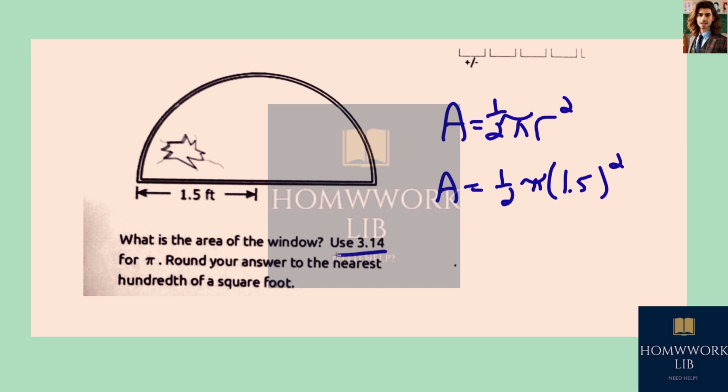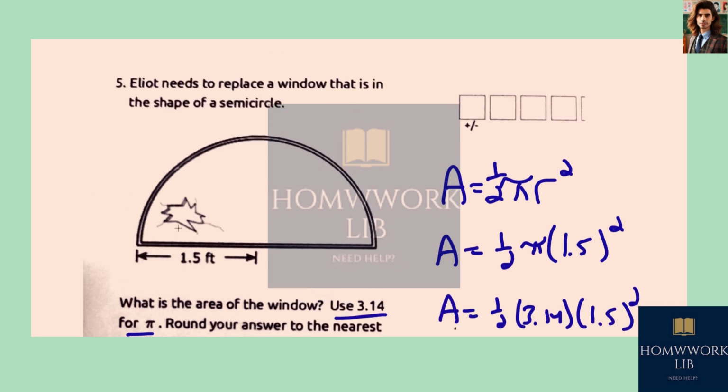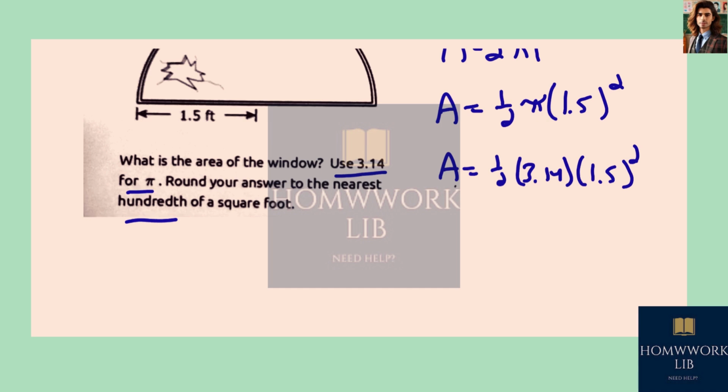You're asked specifically to use 3.14 for pi. So it'd be 1/2 times 3.14 times 1.5 squared. To the nearest hundredth is 2 decimal places. So off to a calculator you'd go.